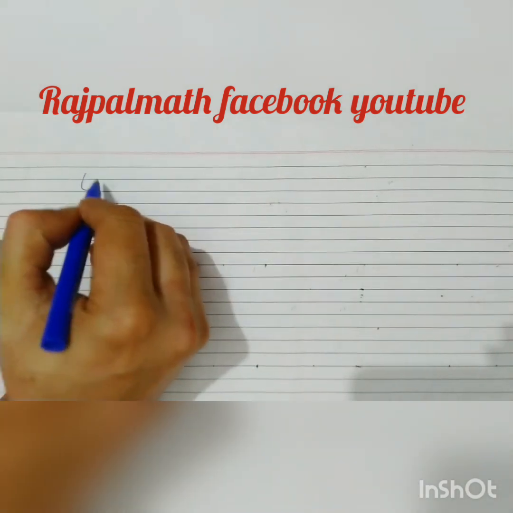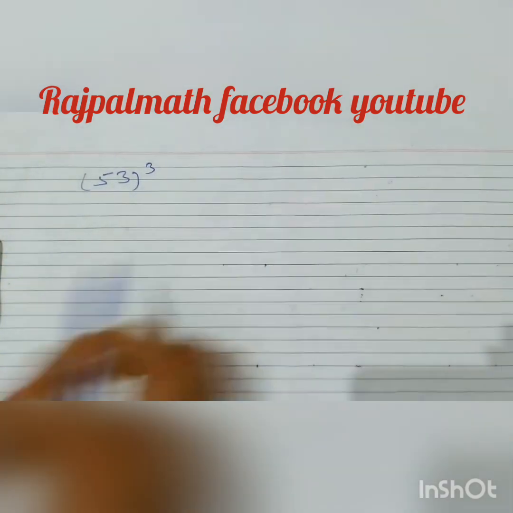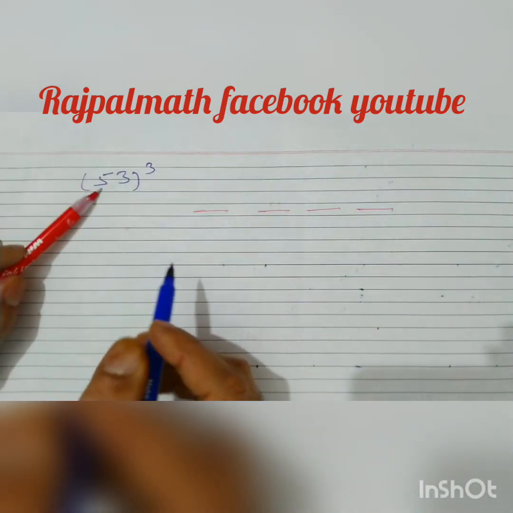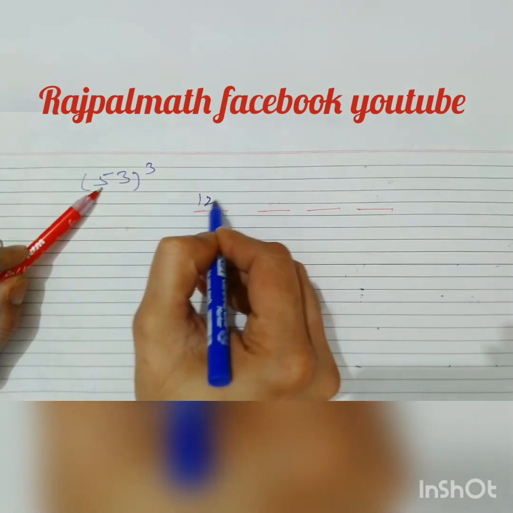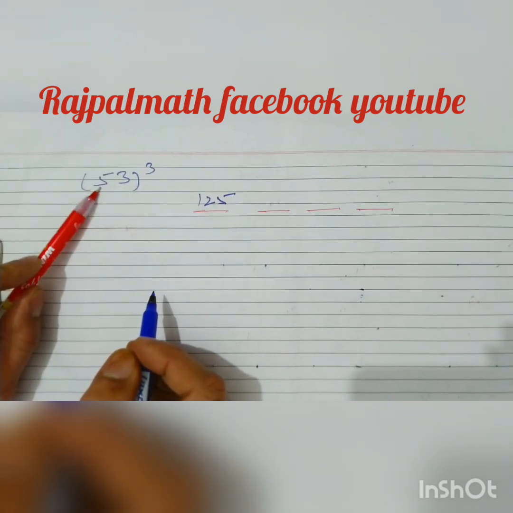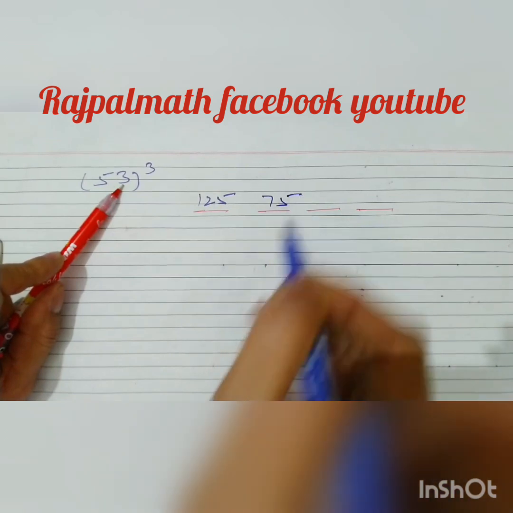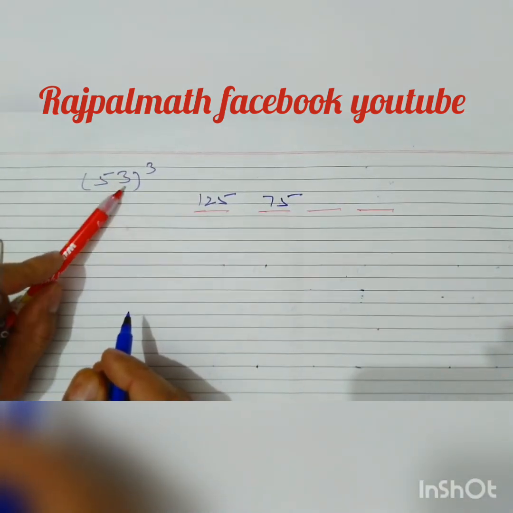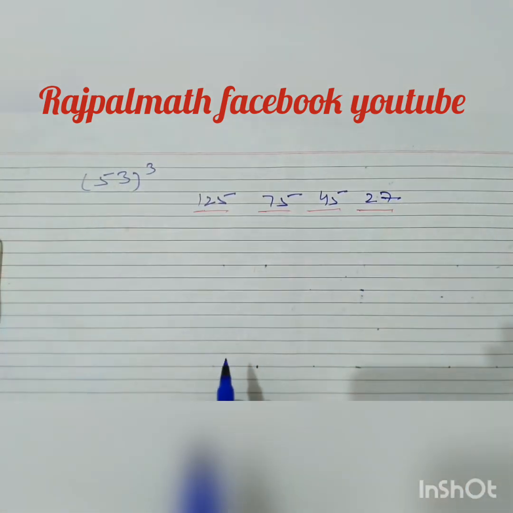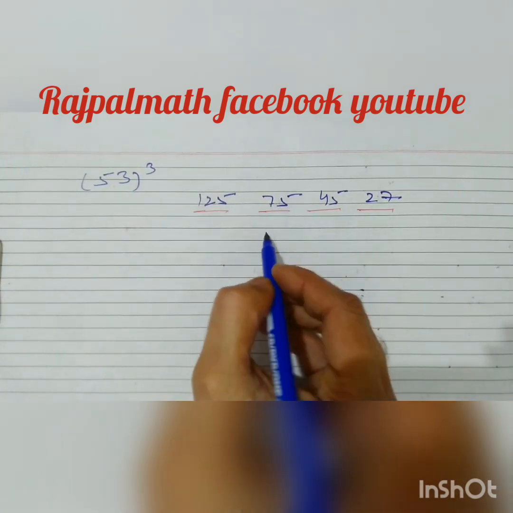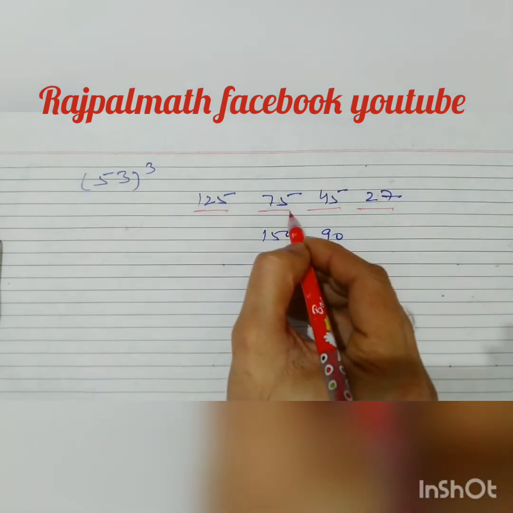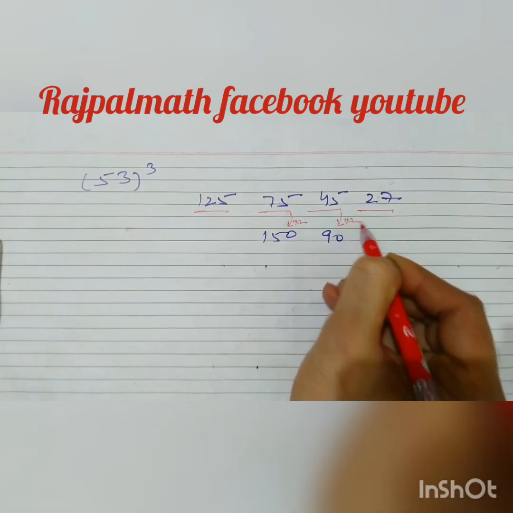Find the cube of 53. Again, 4 slots, 1, 2, 3, 4. Cube of first, 125. Square of first into second, means square of first, 5 into 5, 25, into 3 is 75. Then first into square of second, 3 into 3, 9 into 5, 45, and cube of last, 27. Then double the middle two slots, 75 into 2 is 150, and 45 into 2 is 90.